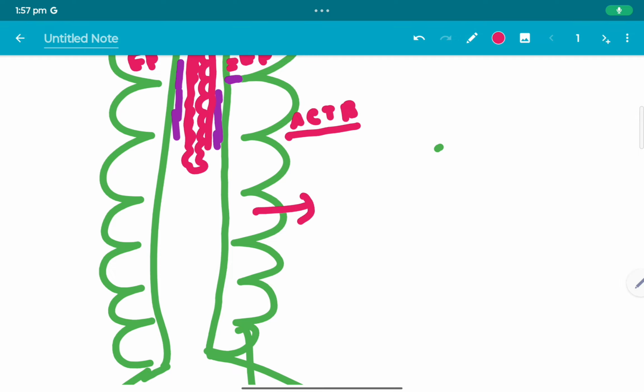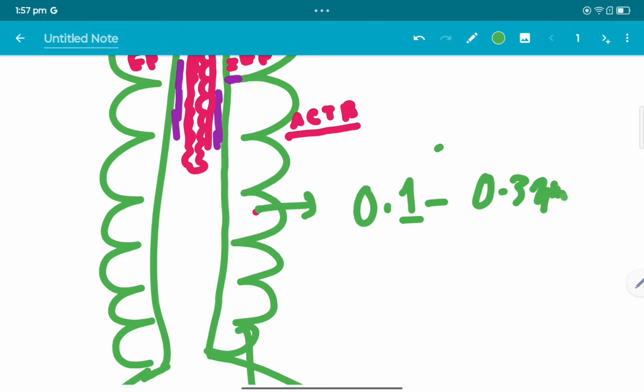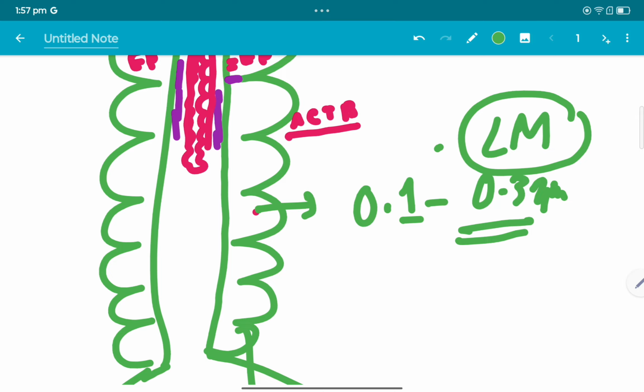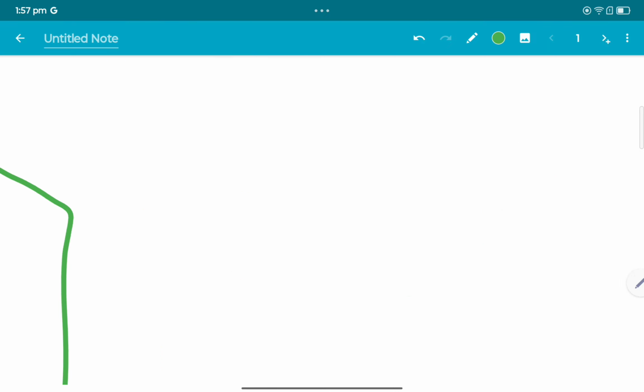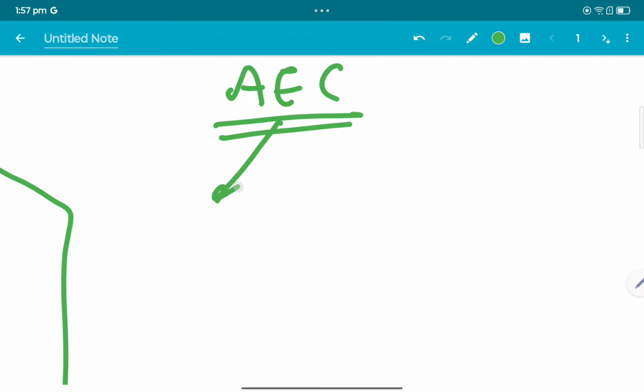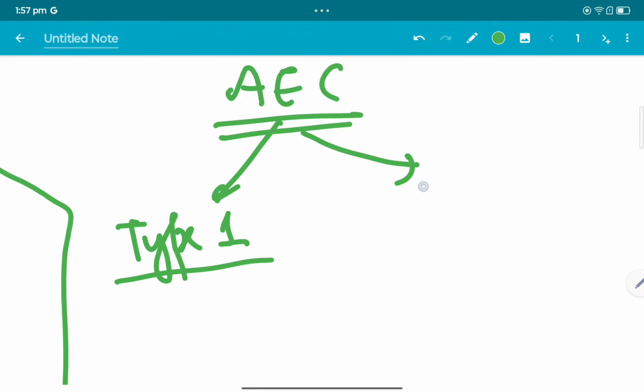The epithelium in the alveoli, draw it in green color, its thickness is 0.1 to 0.3 micron when we see it in a light microscope, and the alveoli are continuous. These alveolar epithelial cells are also of two types, type 1 and type 2.